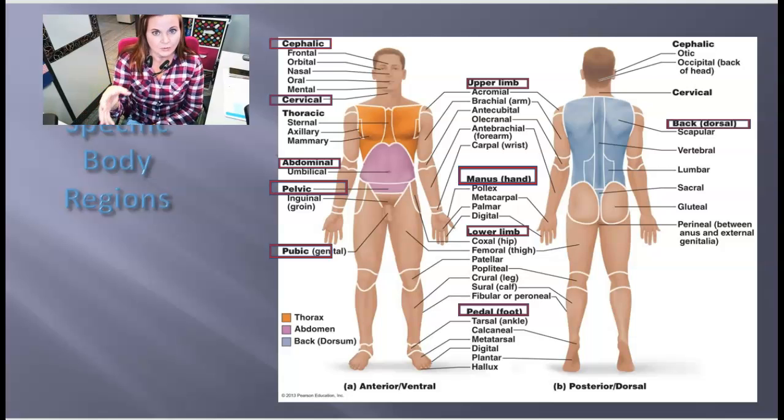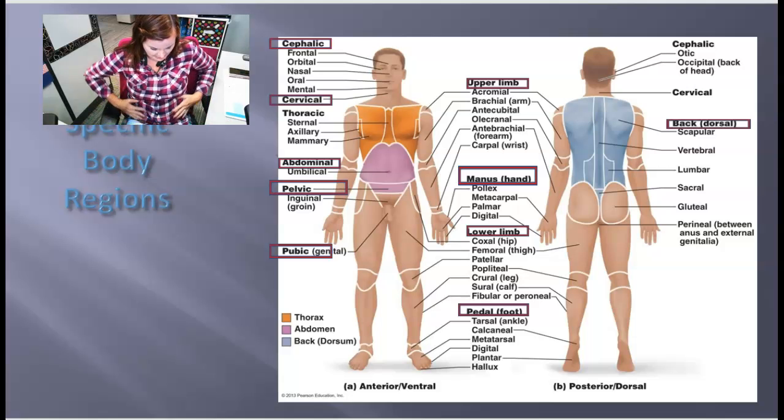And then, of course, we've got all these more specific body regions. If the other ones were more relative terms, just describing where something is in relationship to something else, these are very specific. So we have very specific regions of the human body. The abdominal area is called umbilical.